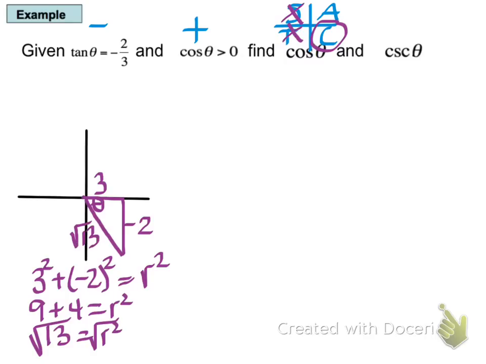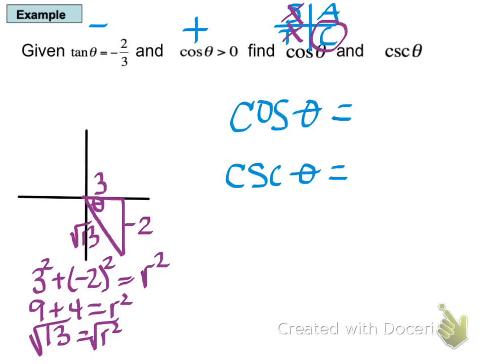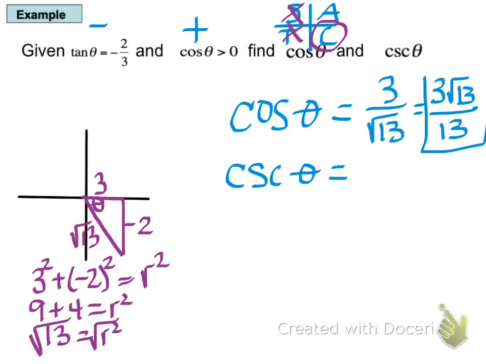Now that we have our triangle all filled in, we can go ahead and answer this question. We're looking for the cosine of theta and the cosecant of theta. Now, cosine is going to be adjacent over hypotenuse. So we would get 3 over the square root of 13. And don't forget to rationalize your denominator. And the answer becomes 3 root 13 over 13. And hopefully we're getting pretty good at rationalizing those denominators.